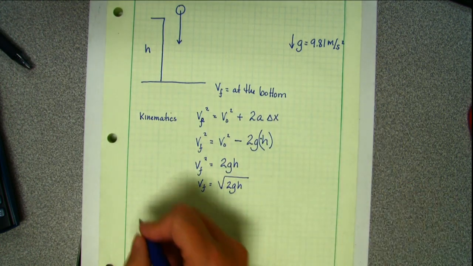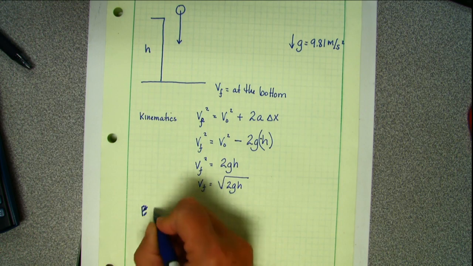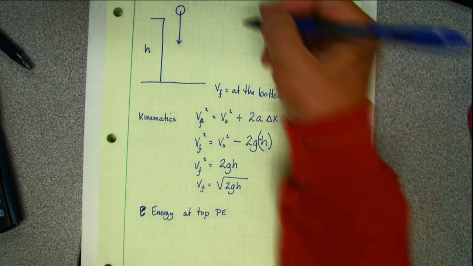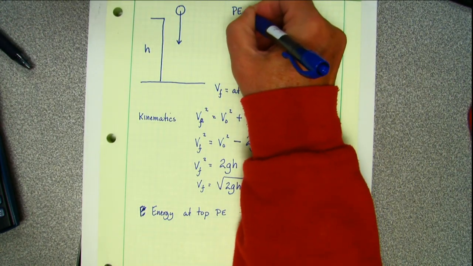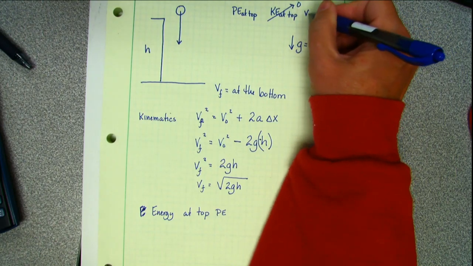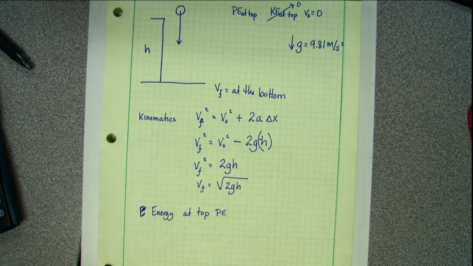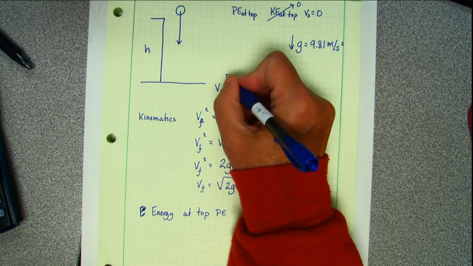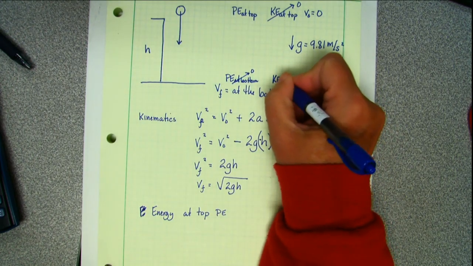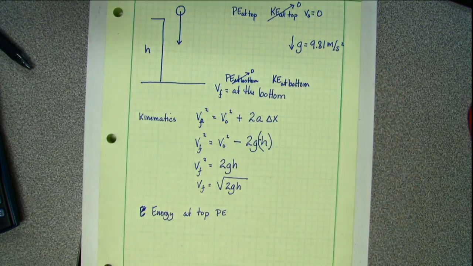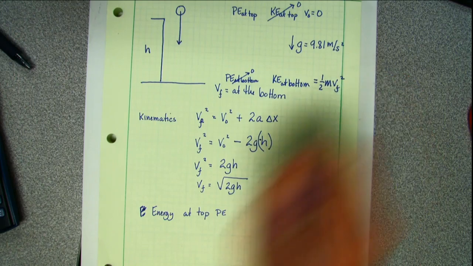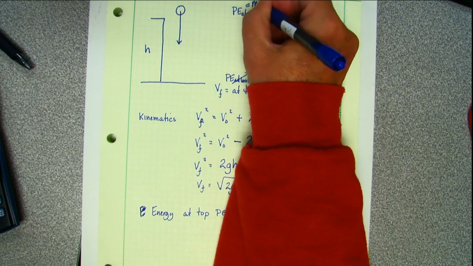Alright, well, let's look at it the energy way. At the top, we have potential energy. I have kinetic energy at the top too, but my kinetic energy at the top is 0 because my velocity at the top is 0. Then at the bottom, I have potential energy at the bottom. Well, I have no height, so that's 0, but now I have kinetic energy at the bottom. My kinetic energy at the bottom is going to equal 1/2 mass times velocity final squared. Potential energy at the top is equal to mgh.